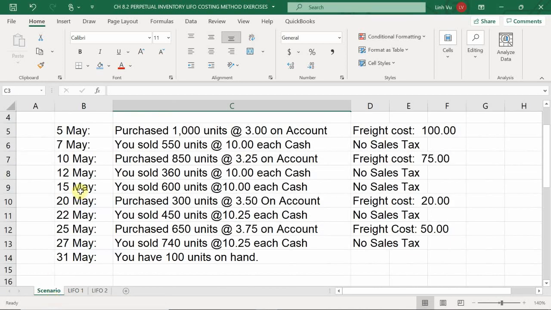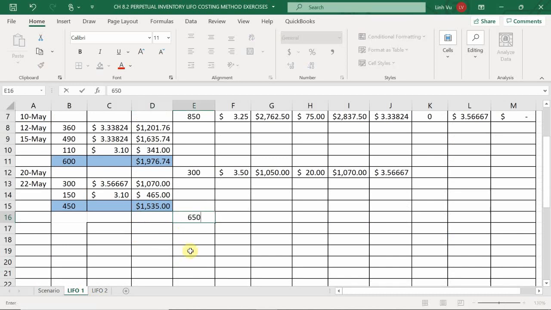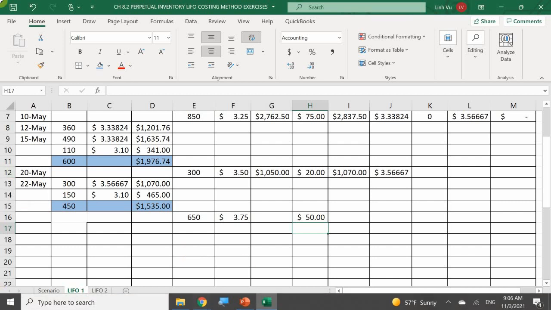So then on May 25th, we end up purchasing another 650 units at $375 with the freight costing $50. So 650 at 375 with the freight of 50. Okay, so then this is May 25.